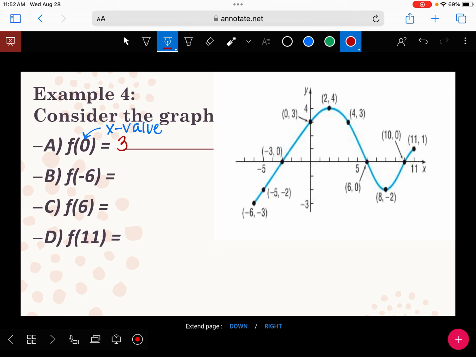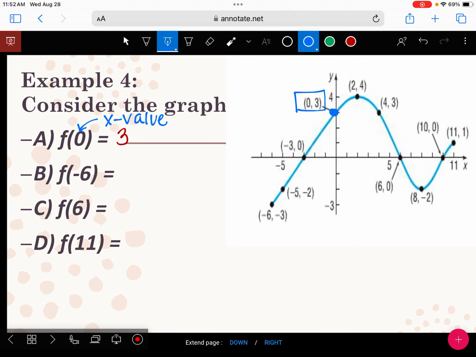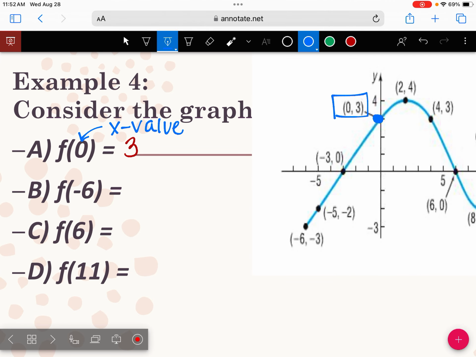That is -3. So let me go ahead and put a point. So this is my first point. And you can see that that is why my answer is 3. For my second point, that's right here. That's why my answer is -3.